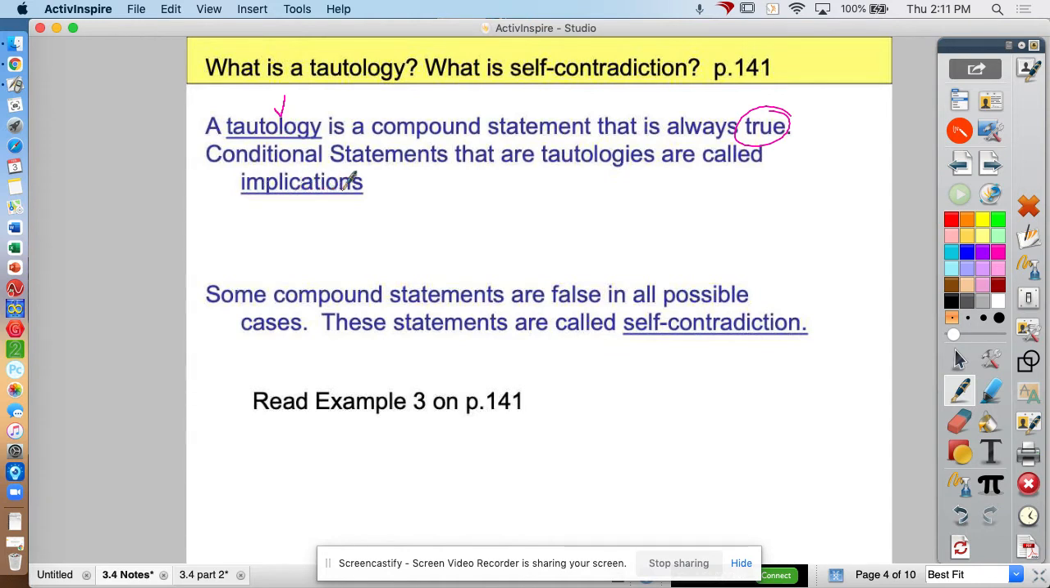I just wanted to tell you that if you ever see the word implication, it's just a special case, a conditional statement that's all true. All right, and then the other one we said was all false. So if you have a table where everything ends up being a false statement, that is called a self-contradiction. And that means that nothing that you say is true, or however you say it is true. Okay.